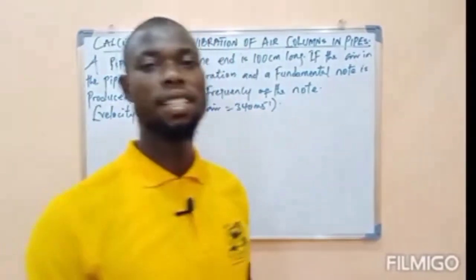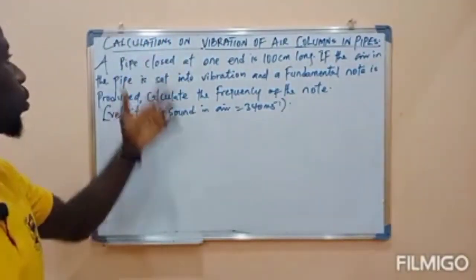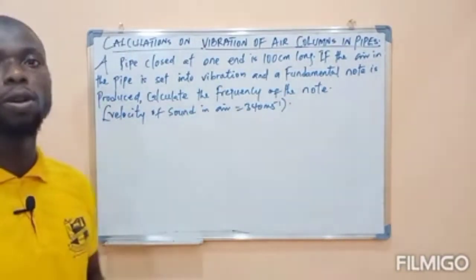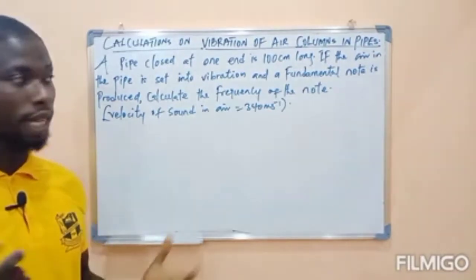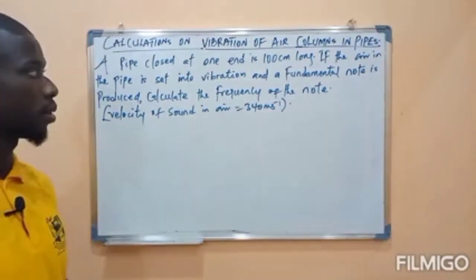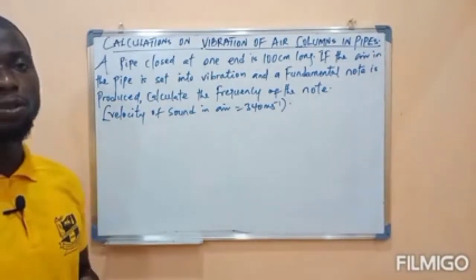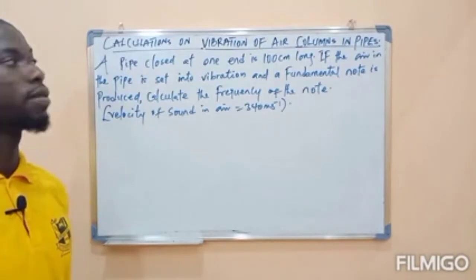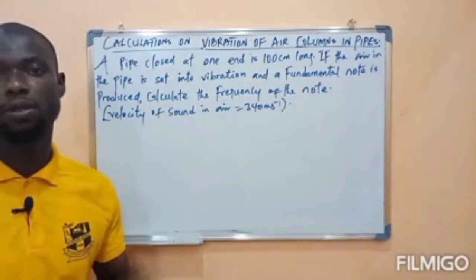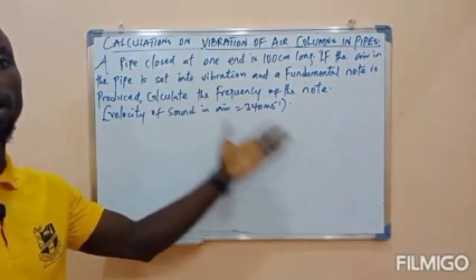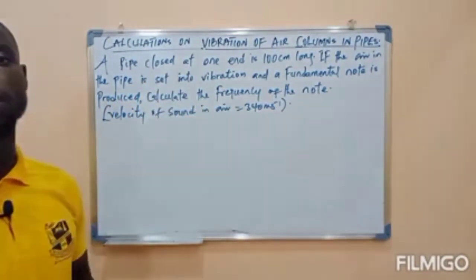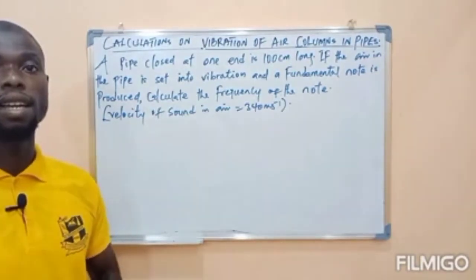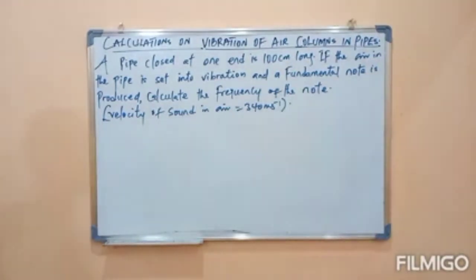In today's class, we are going to do two or more calculations on vibration of air columns in pipes, which can be open or closed pipes. I have illustrated how to draw standing waves and also the formulas related to standing waves: the fundamental frequency, the first overtone, second overtone for both open and closed pipe. Ensure you watch the video before coming to the calculation for easy understanding. Is that clear? So now let's look at number 1.